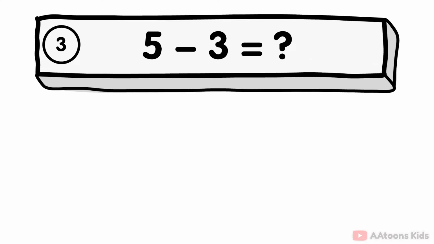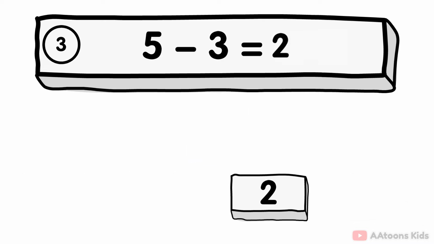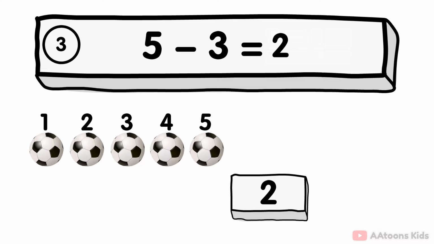5 minus 3 is equal to 2. Let's take the biggest number 5 and subtract 3 from 5. 1, 2, 3. Now count the remaining balls. 1, 2. So 5 minus 3 is 2.